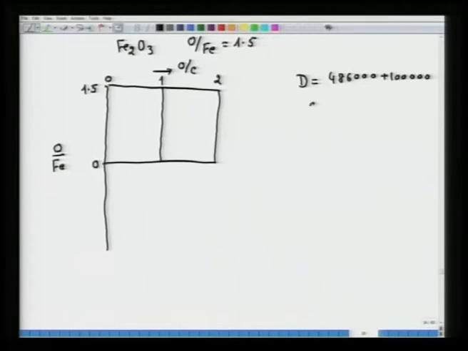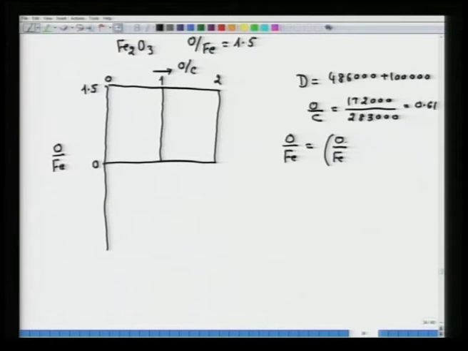So, O by C now is equal to 172,000 upon 283,000. So, this value is equal to 0.6. So, O by C was 0.61. Now, I have to find out O by Fe. Now, O by Fe is equal to O by Fe x minus d upon 283,000.